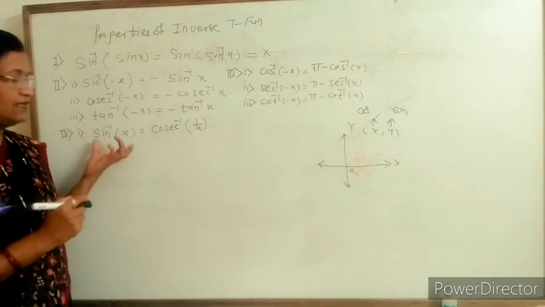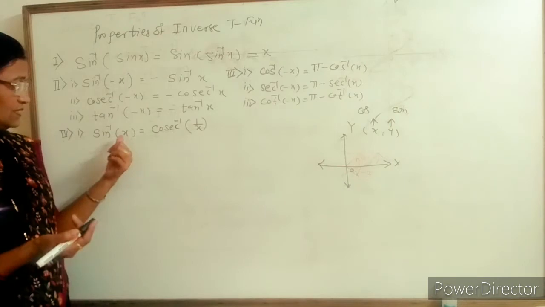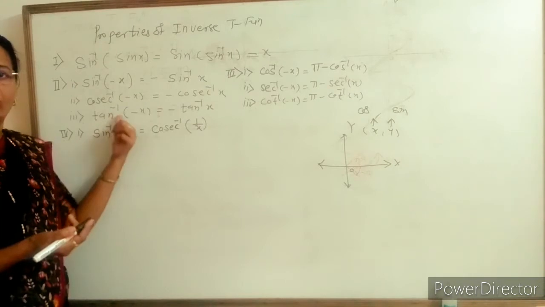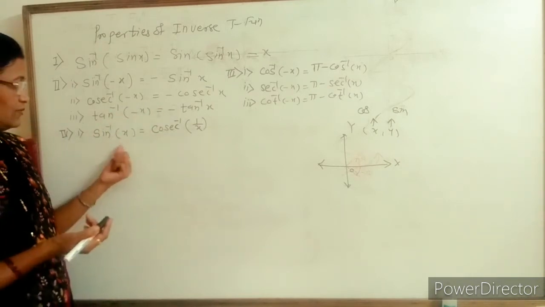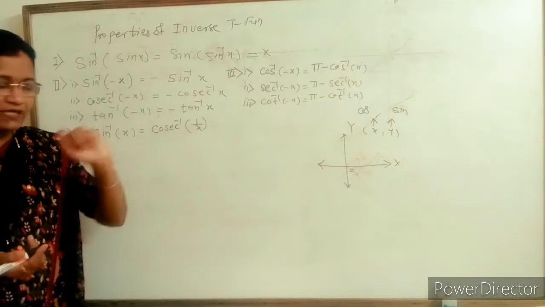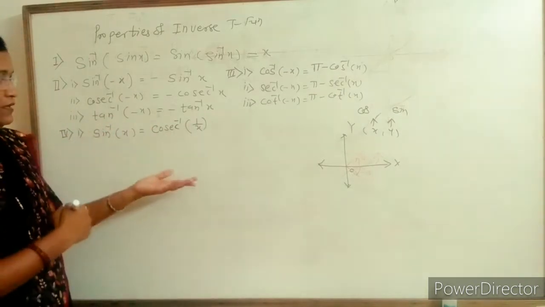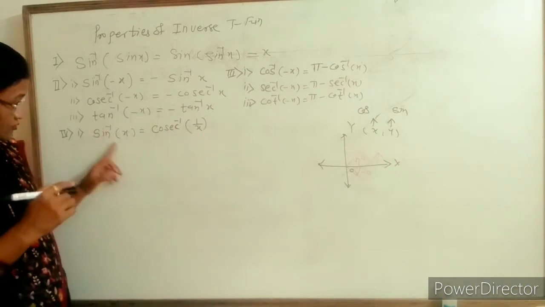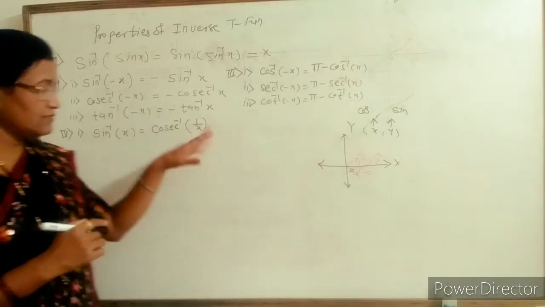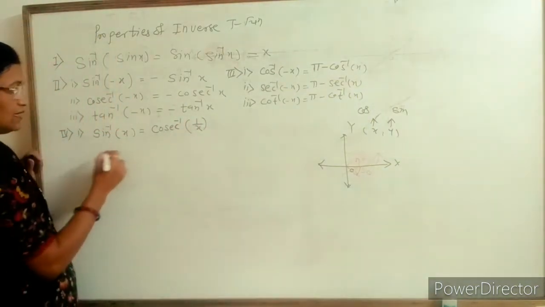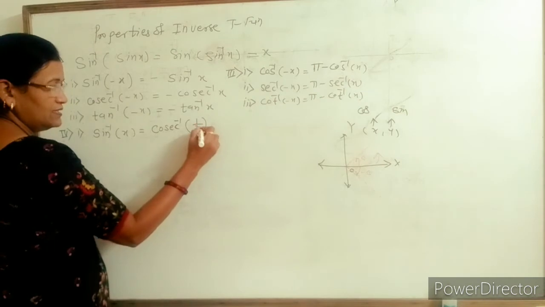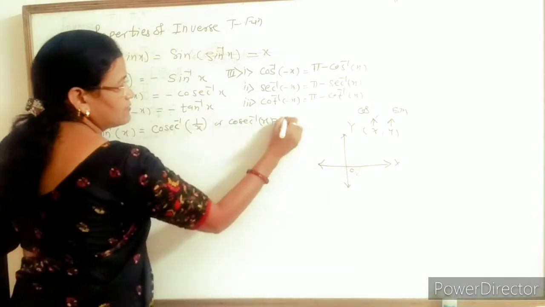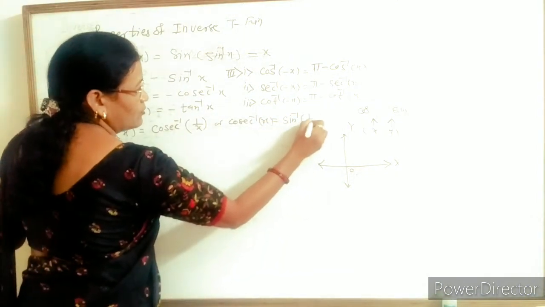In general, if sine inverse x is equal to y, then the value of x is equal to sine y, and we take its reciprocal. So 1 upon x is equal to 1 upon sine y, but 1 upon sine y defines cosec y, and shifting this cosec to the left side, you get cosec inverse of 1 upon x, that value is y. So sine inverse x is equal to cosec inverse 1 upon x, or vice versa, cosec inverse x is equal to sine inverse 1 upon x.